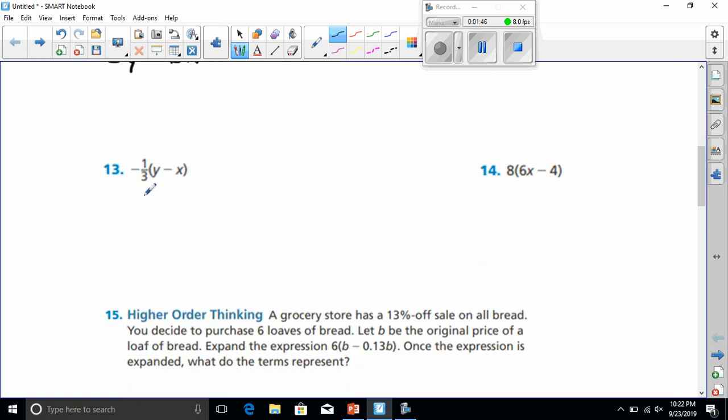Number 13, I have negative 1/3 times y minus x. Well, once again, this is going to be negative 1/3 times y. And then, let's see, this is minus here, so we've got negative 1/3 times x. Well, if we do this, we've got negative 1/3 y here. And let's see, negative times a negative is a positive. 1/3 times x would be 1/3 x.